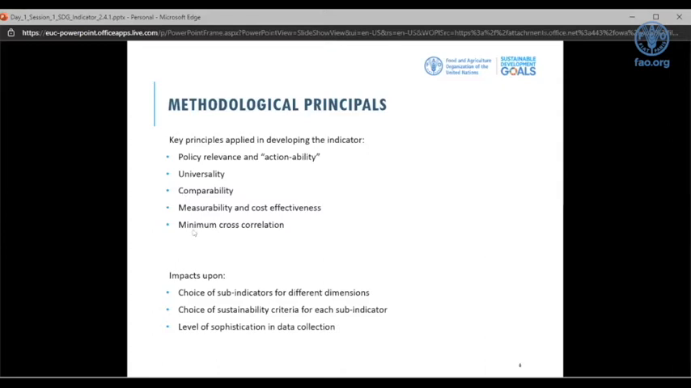And finally, minimum cross correlation between the sub-indicators. So in selecting a limited set of themes and sub-indicators, efforts were made to reduce cross correlation between different sub-indicators. Obviously, as you know, high cross correlation between sub-indicators would imply that two or more sub-indicators are capturing the same sustainability theme. In this case, the inclusion of one single sub-indicator instead of several would have been sufficient to adequately measure agriculture sustainability performances. Now, all these decisions had implications for the choice of the sub-indicators for the different dimensions, the choice of sustainability criteria chosen for each sub-indicator, and the level of sophistication in data collection that we will discuss in the later sessions.